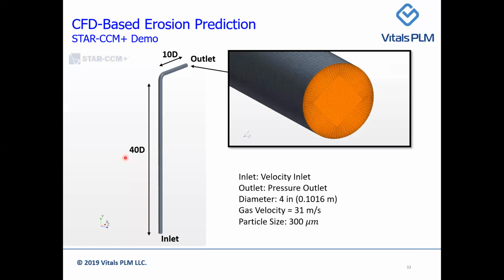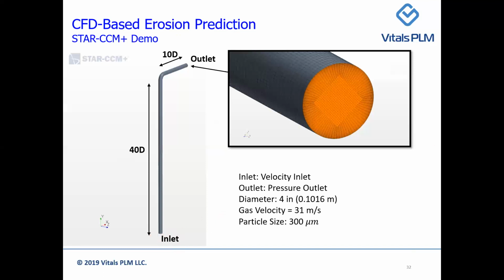So here I will start with creating a simple elbow geometry with directed mesh. Pipe geometries are most efficiently meshed using a directed mesh operation or sweep mesh. Upstream length of the pipe is selected to be long enough to reach fully developed flow conditions. So the upstream length is 40D and downstream length is 10D. This is the outlet, and pressure outlet boundary condition is considered for the outlet, and velocity inlet boundary condition is considered for the inlet. Pipe diameter is 4-inch, gas velocity is 31 meters per second, and particle size is 300 micron.